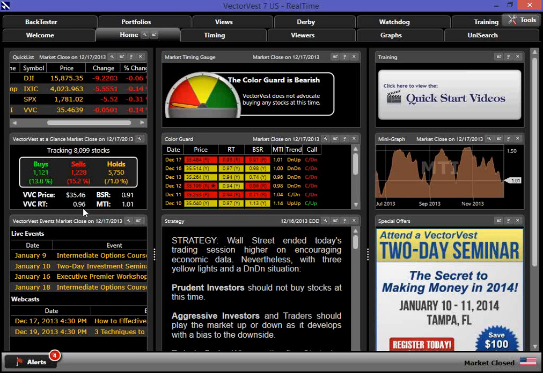So with a value at 0.96, you're just below 1, right? 0.04 of a point below 1. So essentially the market's been moving relatively sideways, slightly bearish or slightly downward.